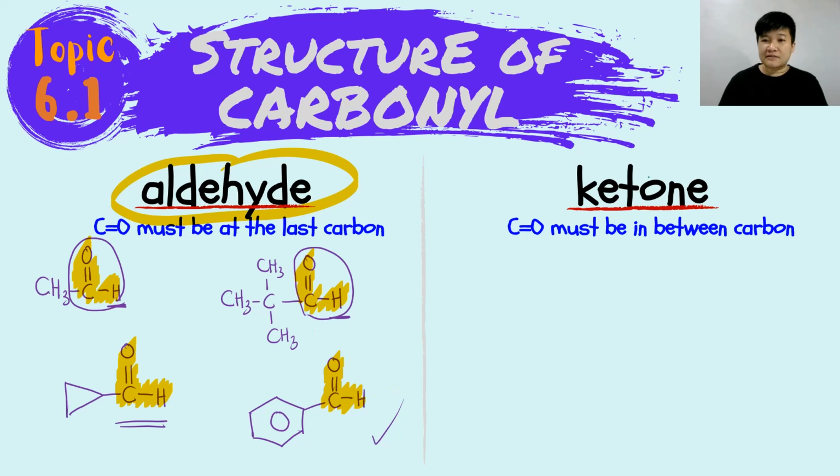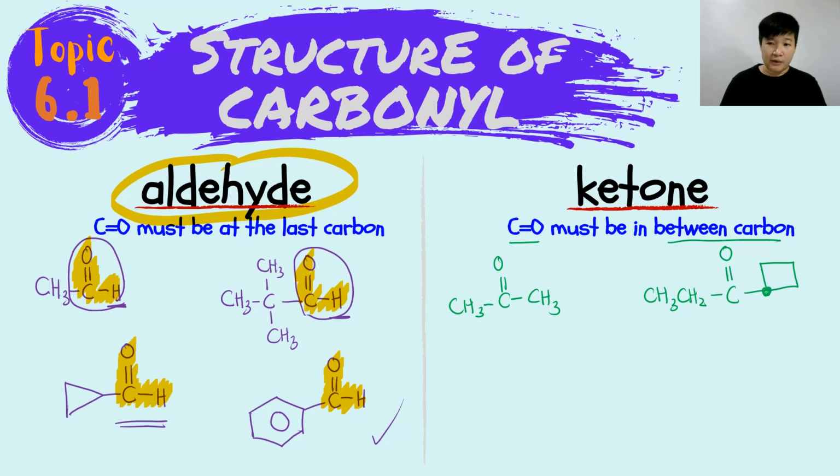Simple. Some examples for ketone. Ketone means the C double bond O must be between the carbons. So the simplest ketone that I can give to you is holding one carbon, one carbon. That is your ketone. Your ketone can also be holding a straight chain on the left, holding a C double bond O and a cyclic on another side, because that is also your carbon. So this is also your ketone. Your ketone can also be holding your benzene ring. Holding your benzene ring with a C double bond O and another carbon group.